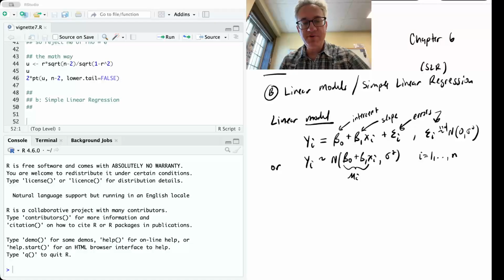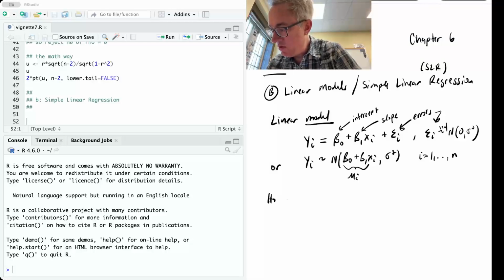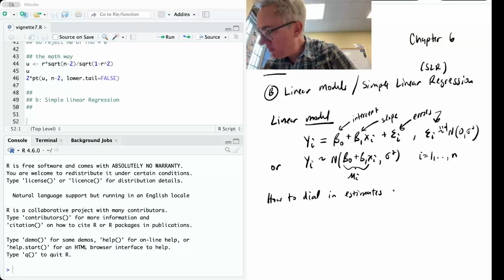This is a more prescriptive relationship for y and x following a linear equation, so more prescriptive than correlation from part A of this chapter. And I'm going to show you how those two things are related a little bit later, so hold that thought. For right now, what I want to talk about is how to dial in estimates of the unknown quantities, which are this intercept and slope.